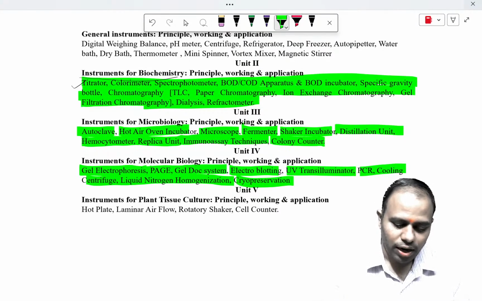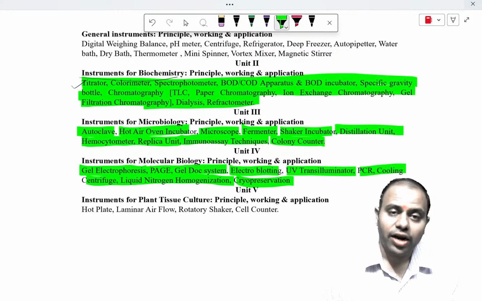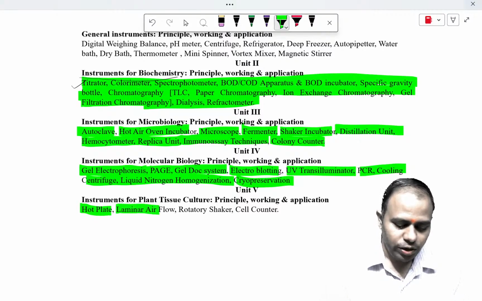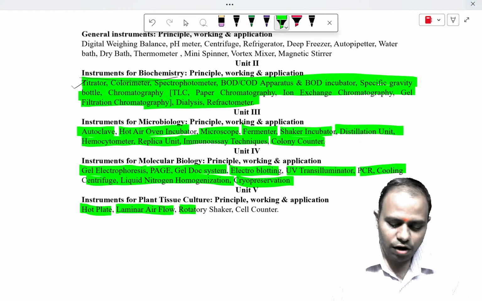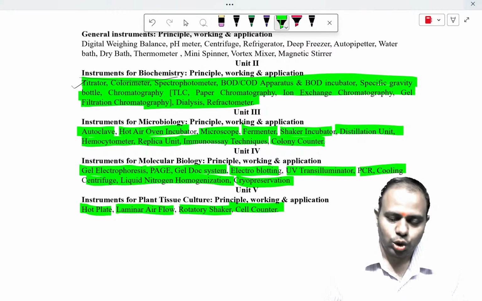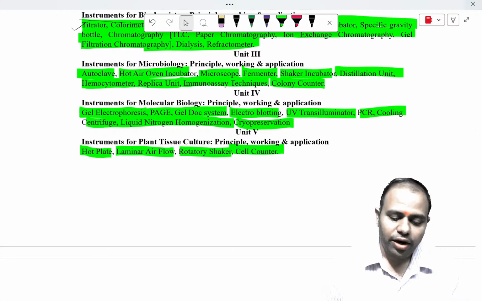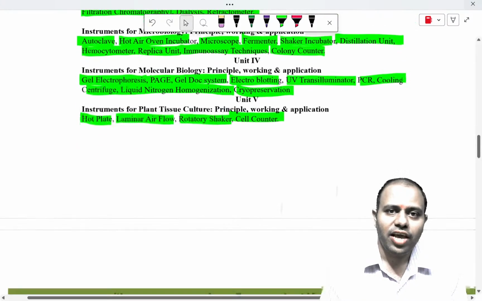And the last part is plant tissue culture. The principle, working and applications of all the different techniques that are there, be it asepsis, that is aseptic inoculation, or surface sterilization, instruments like hot plate, laminar airflow, vertical and horizontal, then rotatory shaker incubator, cell counter. All these instruments will be taught to you in plant tissue culture and the plant tissue lab also. So this is the related syllabus that will be taught to you. Along with this, a few advanced instrumentations will also be taught, such as spectrophotometer. Then how to approach TLC, HPTLC, HPLC, that also will be taught to you.